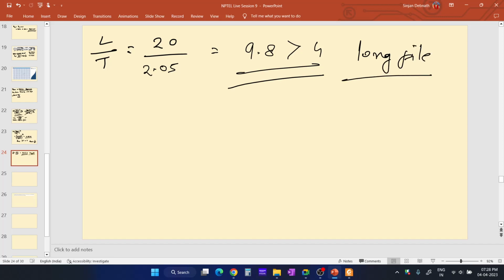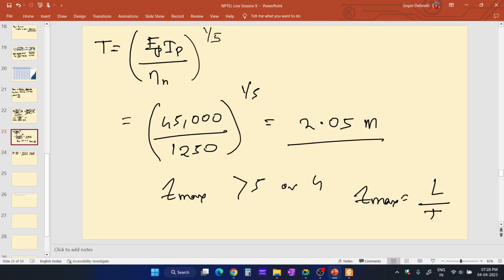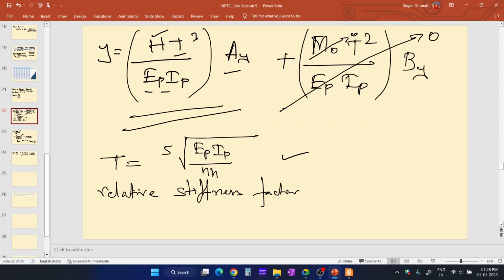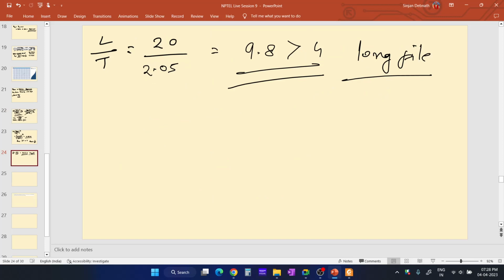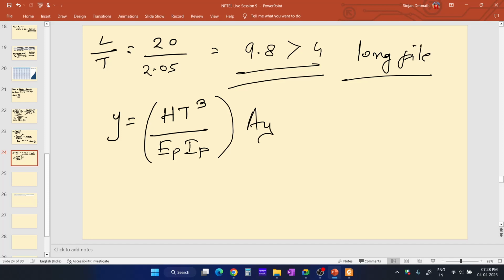Okay. So now we need to determine the corresponding lateral deflection. So what is the formula for lateral deflection? This one, H T cube divided by EpIp into Ay. Let me write it down once. So the formula for lateral deflection due to horizontal load H is equal to H T cube divided by EpIp into Ay. Ay is the coefficient, at Z equal to 0, that is at the ground surface.